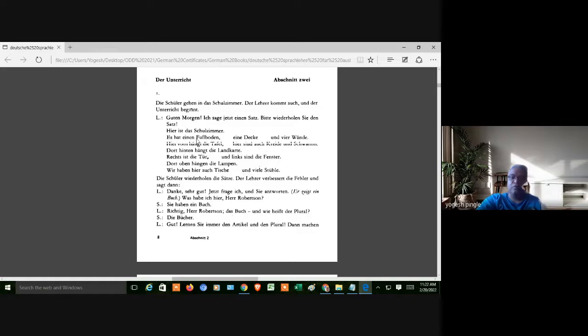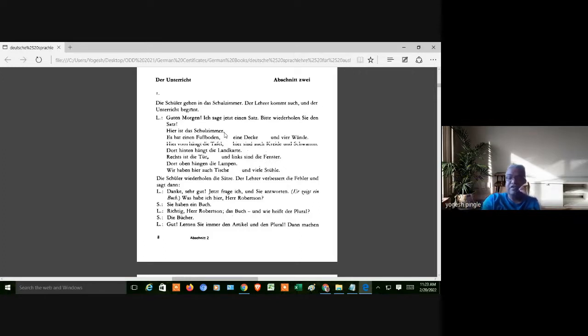Es hat ein Fußboden, eine Decke und vier Wände. Hier vorn hängt die Tafel und sind auch Kreide und Schwamm. Dort hinten hängt die Landkarte. Rechts ist die Tür und links ist die Fenster. Dort oben hängen die Lampen. Wir haben auch Tische und viele Stühle. Right? Die Schüler wiederholen die Sätze. Der Lehrer verbessert die Fehler und dann sagt er, danke, sehr gut.